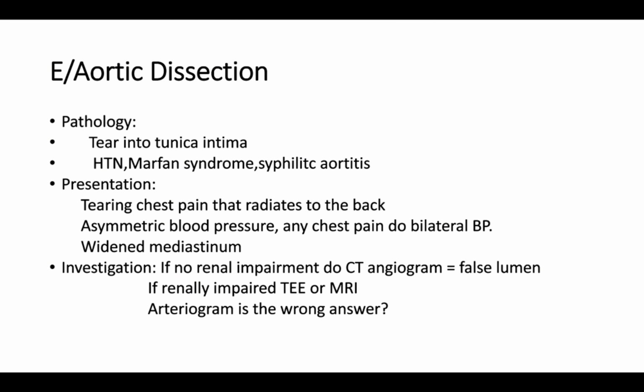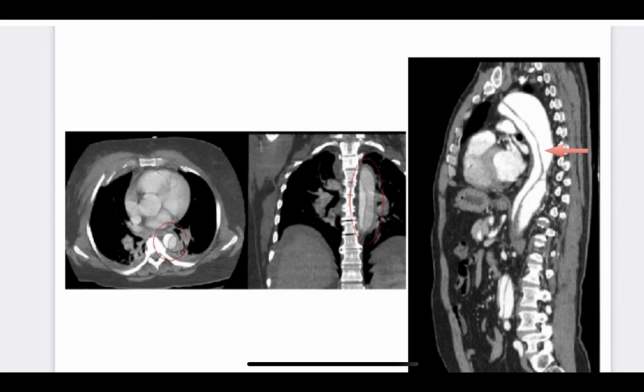Investigation: if no renal impairment, do CT or angiogram. You will see the false lumen. If renally impaired, you can do transesophageal echo or MRI. Arteriogram is the wrong answer, because arteriogram will not show you the false lumen, will not show you the dissection. You can see here, this red arrow shows you the dissection. The part of the artery that's close to the heart, that's the false lumen, and the other part, that's the true lumen. This picture clearly demonstrates the aortic dissection.